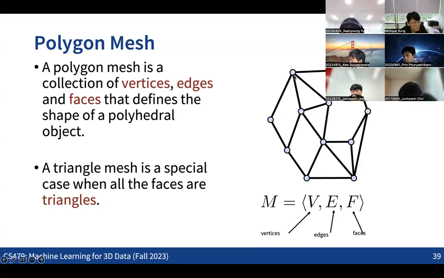So we have the vertices, the edges, and the faces, literally forming a mesh over the 3D space to represent a surface in 3D space. That's a very common representation of much 3D data. Typically, people use the triangle mesh, which doesn't have arbitrary polygons for the faces, but basically has triangles for each face. So that's the common representation.